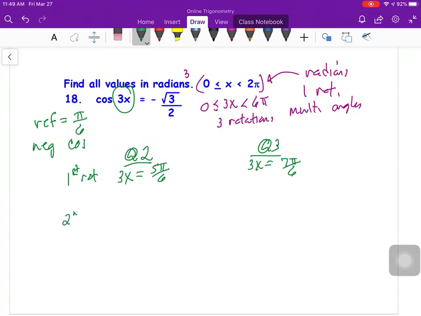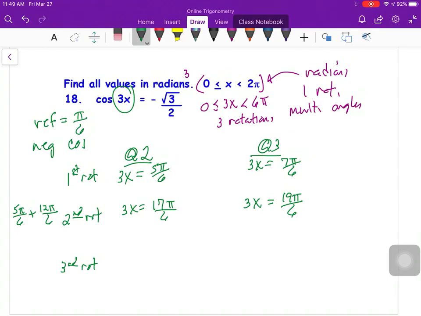Now, those aren't finished yet. We'll come back and finish them in a moment, but let's talk about the second rotation. On the second rotation, we're adding 2 full pi's. So 5 pi over 6 plus 12 pi over 6. So the 3x would be equal to 17 pi over 6. Over here, quadrant 3, adding 12 pi over 6, we get 19 pi over 6.